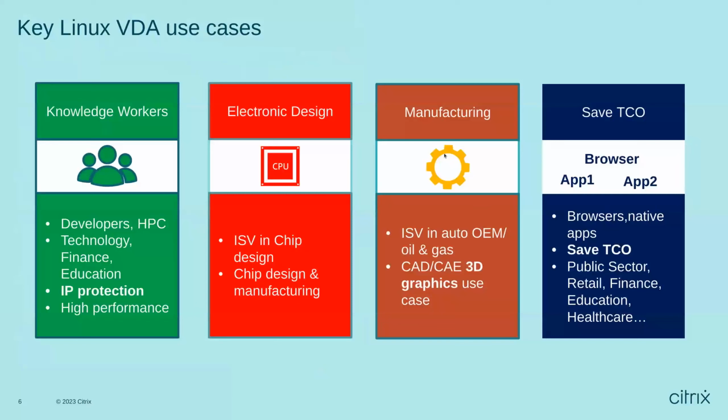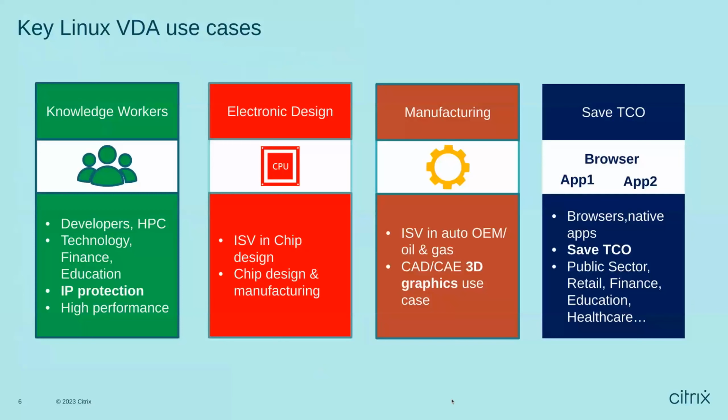And then you look at the second and third is about the electronic design, EDA, and manufacturing. So it's used for some chip design, manufacturing, and also for those like auto OEM. They use it to design some cars, and the oil, gas, and those vertical uses to design some heavy equipment. And the last one actually is the most popular and potential scenario is save TCO.